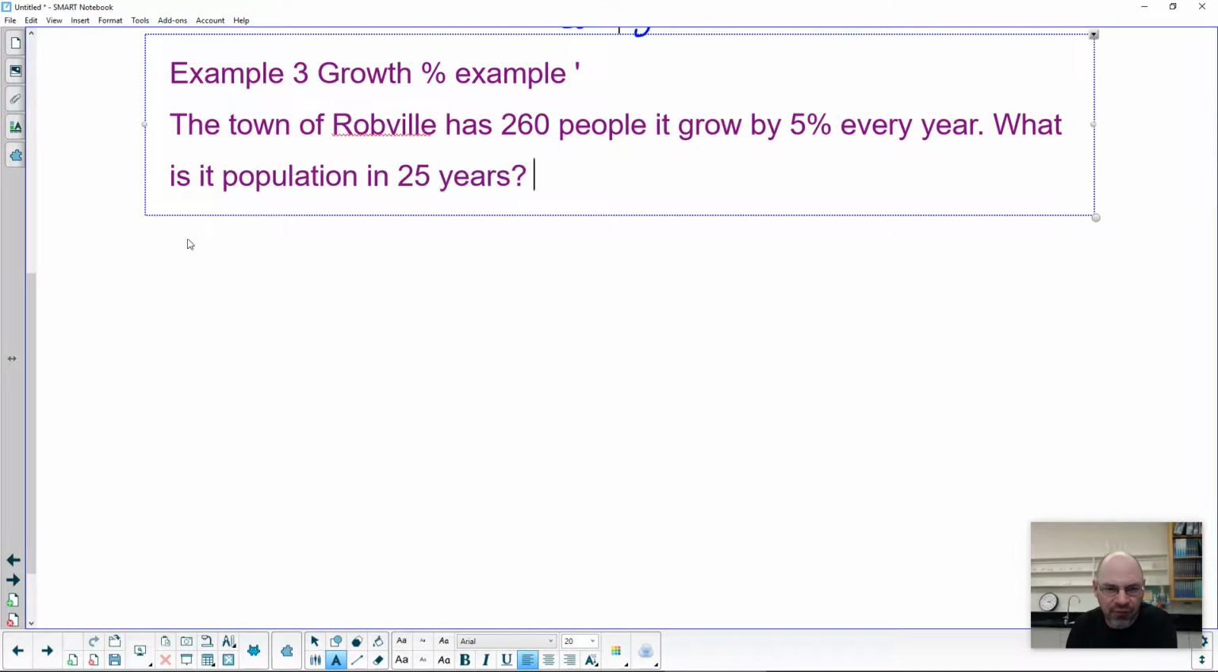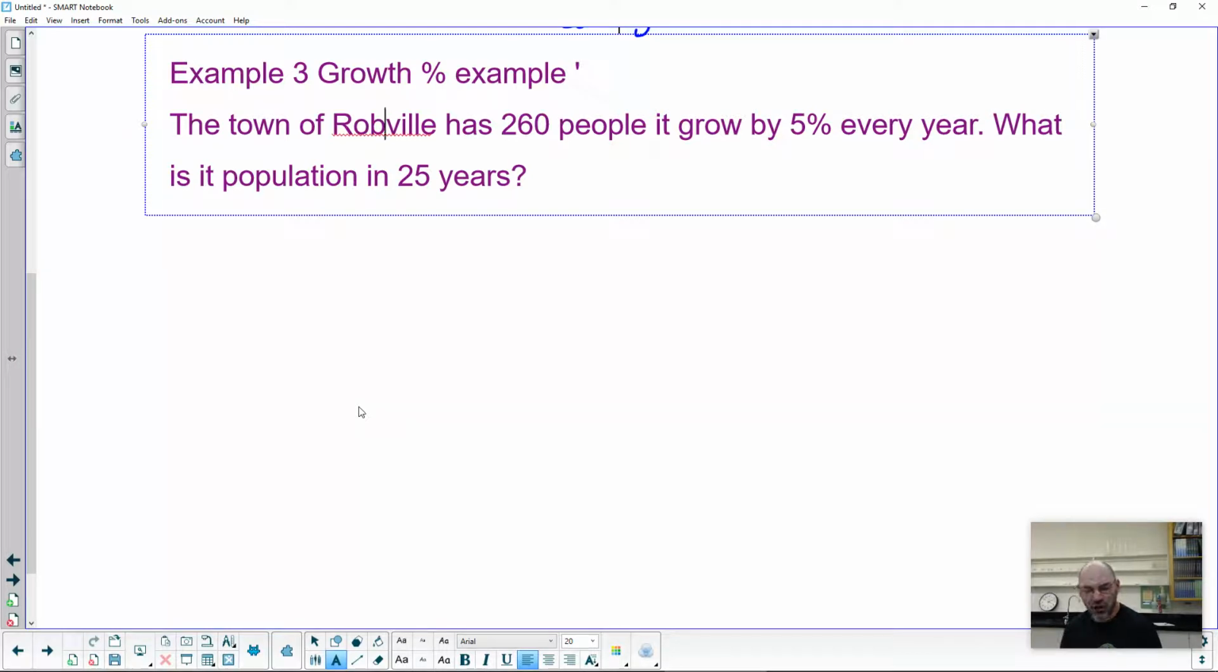All right, so this is an example of growth percentage. Okay, here the town of Robbville has 260 people. It grows 5% every year. What is the population in 25 years?